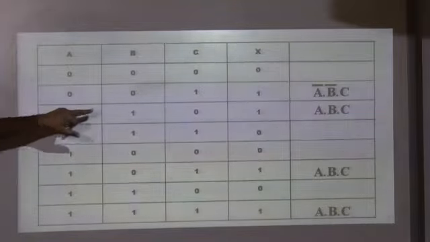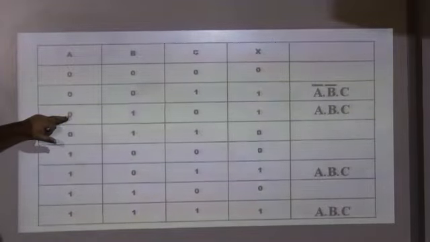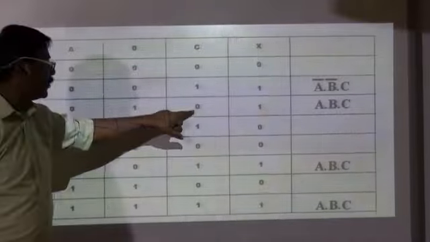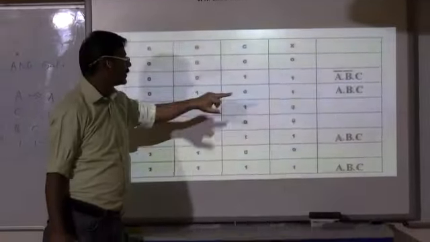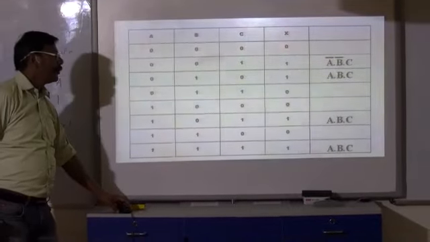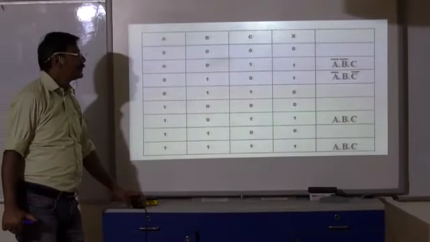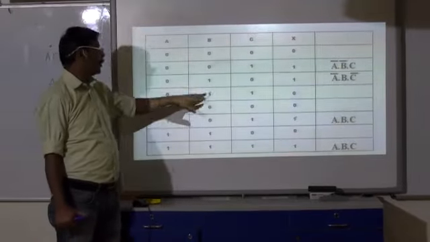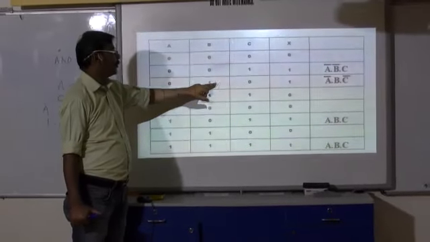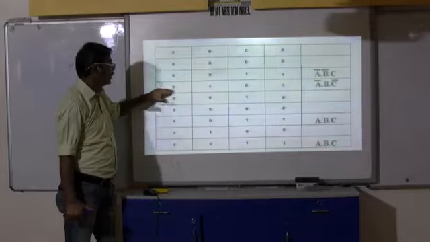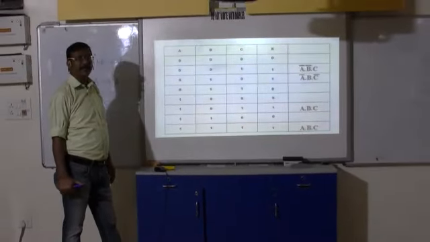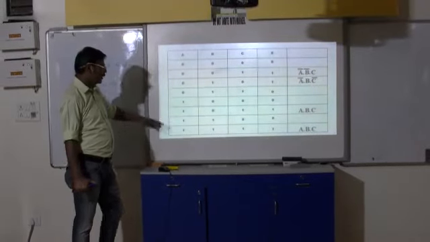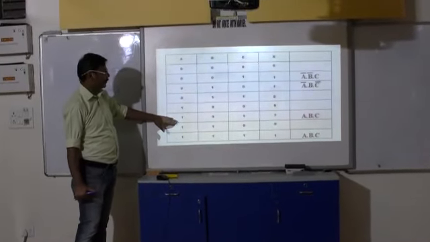Similarly for the next one, this is also a min term. Here we have 0, 1, 0. That means A is 0, C is 0, while B is 1. That means we need to complement A, we need to complement C. So we now have A complement, B, C complement, because B is already 1, so we don't need to complement it. So we have A complement, B, C complement. Fine?